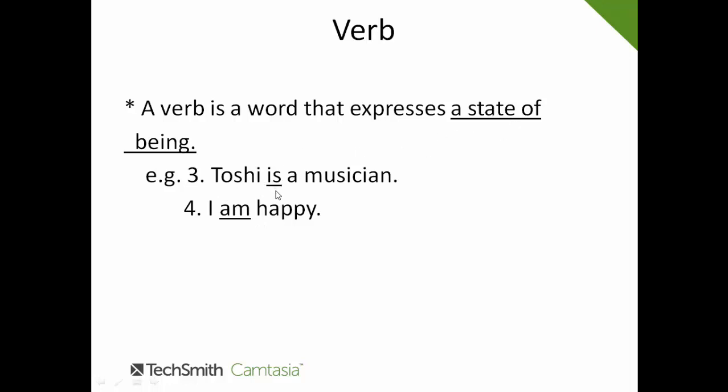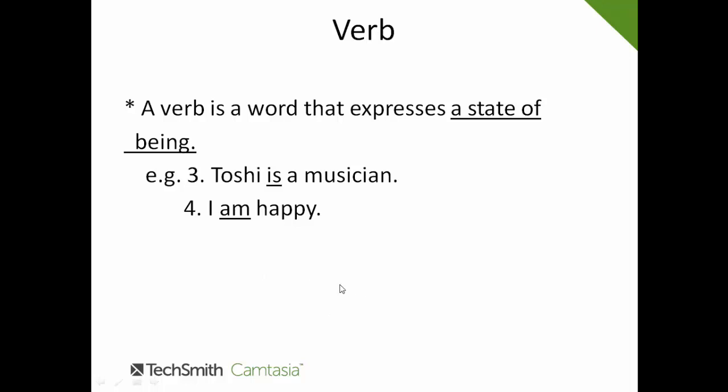Here is expresses who or what a noun is. Third person Tushi is, the verb is, and is the state of being verb, a musician. Another example, I am happy. Am is a be form of verb. We will see it in the next slide. What are be form of verbs? Expresses the first person I being happy. Okay, so that is a brief definition of what a verb is.